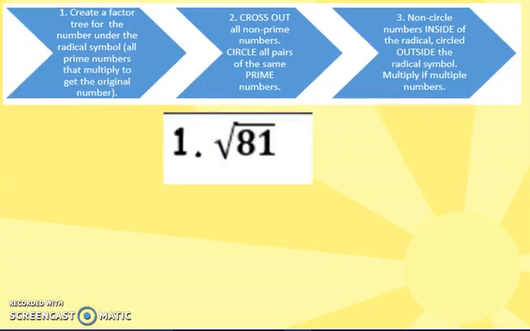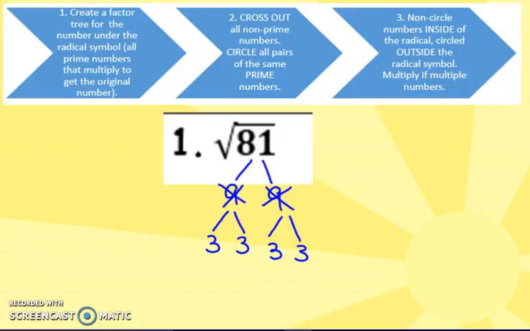If we look at the square root of 81, step 1, I need to create a factor tree. So if I take 81, well, I know that 9 times 9 gives me 81. Those are not prime numbers, so I'm going to keep going. 9 is 3 and 3, and that 9 is also 3 and 3. So now I have all prime numbers at the bottom of my tree. So now I'm going to cross out all numbers that are not prime. Well, 9 we simplified, and that 9 we simplified. And I'm going to circle pairs. Again, pairs is 2, so I have a pair of 3s here and a pair of 3s there.